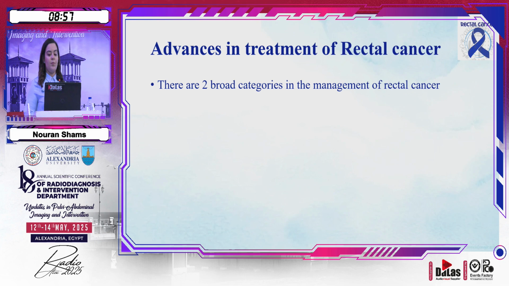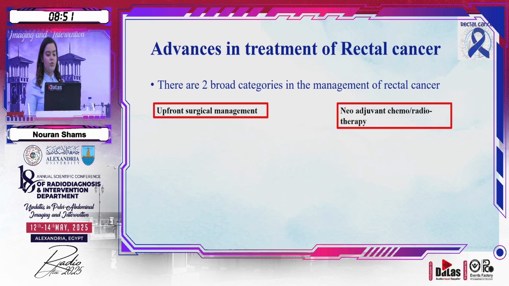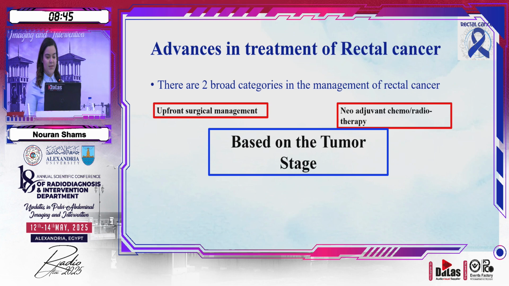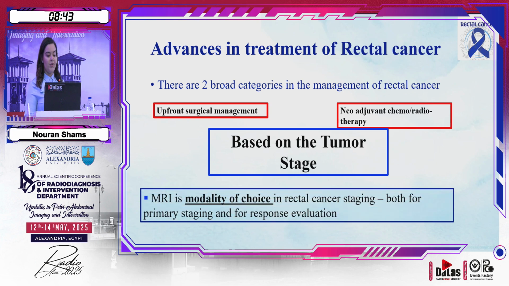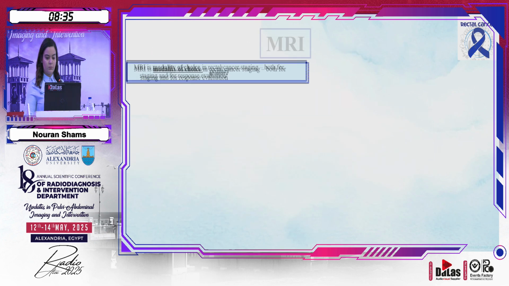Current guidelines broadly divide patients into two categories: those managed by upfront surgical management and those who will go for neoadjuvant chemoradiotherapy. This distinction is based on tumor stage, and MRI is the modality of choice in rectal cancer staging, both for primary staging, which we will discuss today, and for response evaluation.